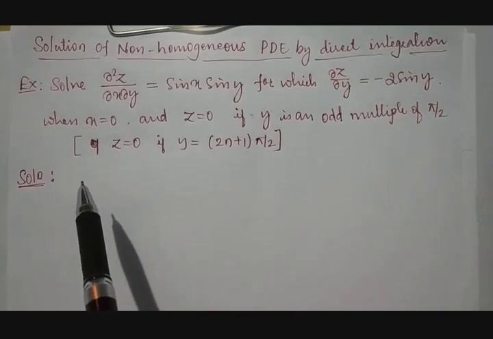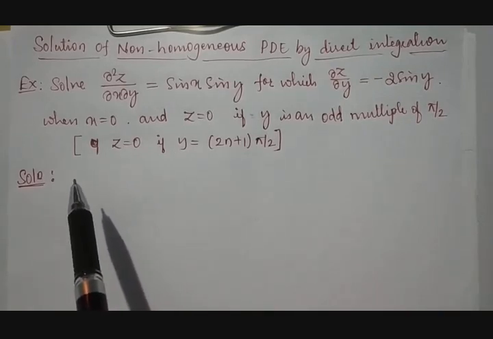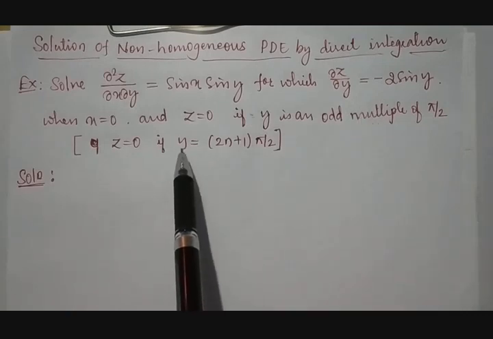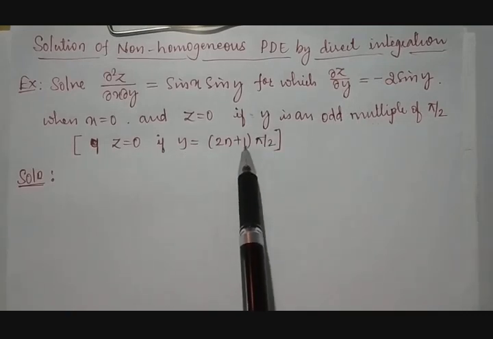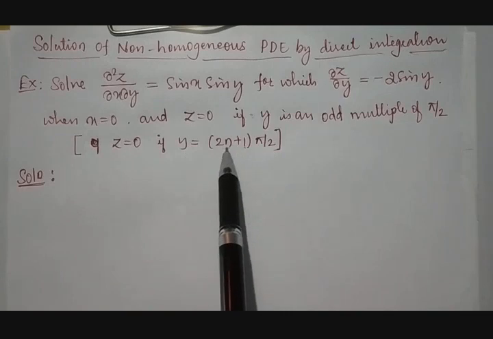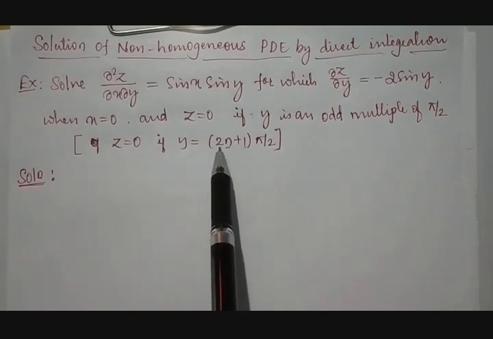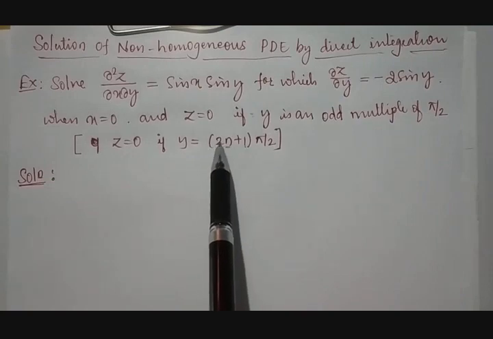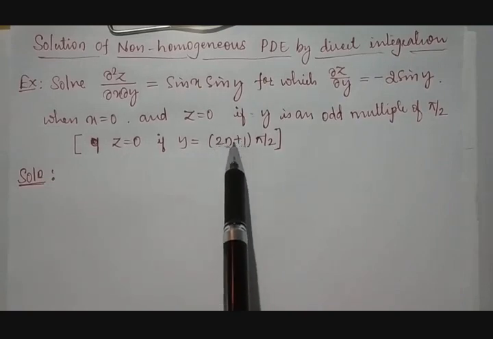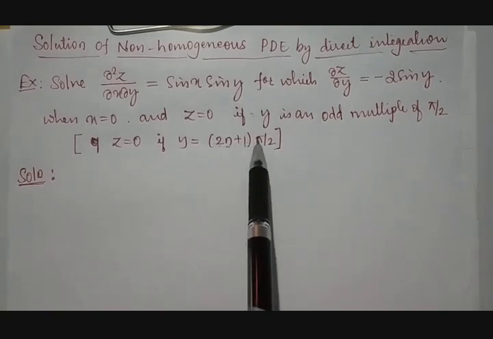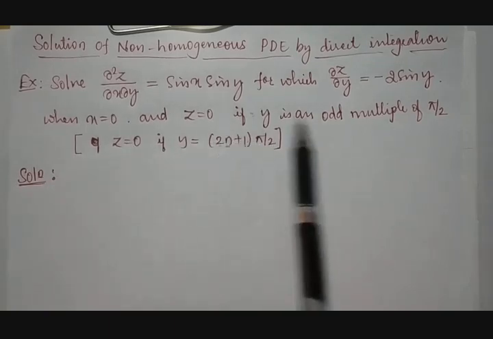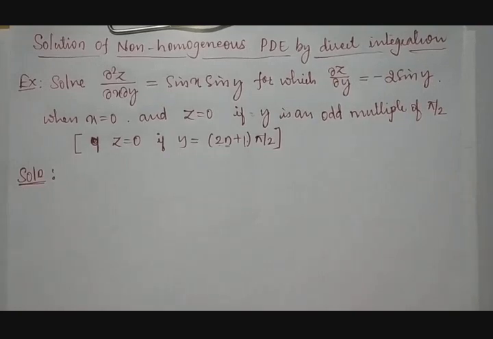Odd multiple of π/2 means what? If you take 2n+1, it is odd, because n, whether you take odd or even, when multiplied by 2, automatically becomes even. When an even number is added with 1, then 100% that becomes odd. So it is an odd multiple of π/2 where z is equal to 0. This is the meaning of this example.